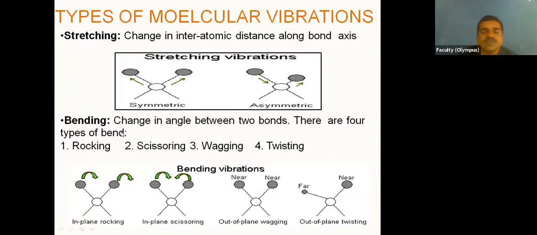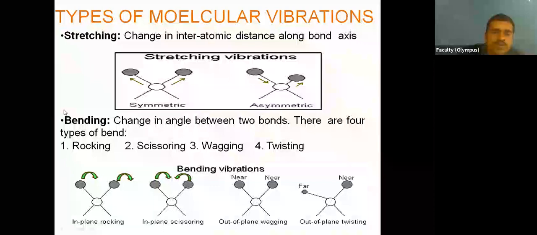Another type of vibration is bending. There is change in angle between two bonds, whereas bond length remains the same. In the previous stretching, there was change in bond length, and the angle was constant. In bending vibrations, bond length is constant, bond angle is changing. So these are called bending vibrations.